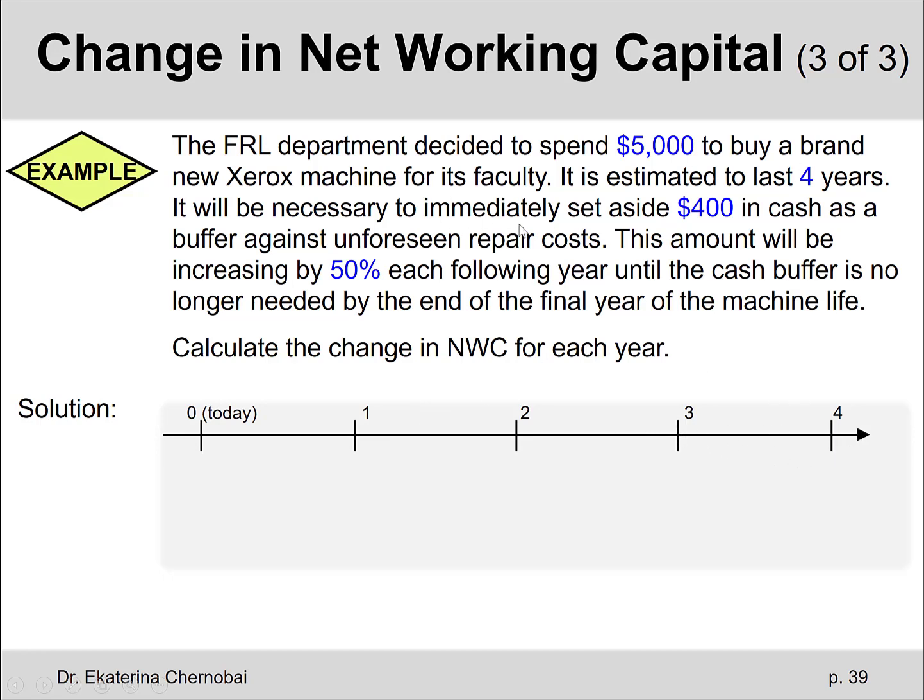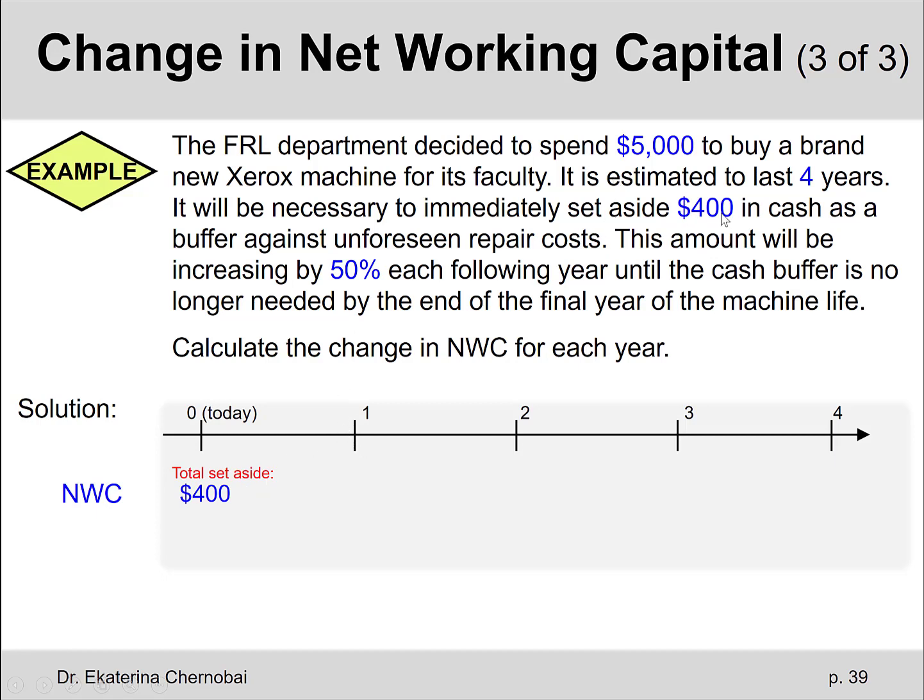So if we immediately set aside $400 in cash, it means we immediately invest this amount of money. So the immediate net working capital that would be planned for this project is $400. That's money spent. What will be the net working capital, or think about the total cash reserve, cash buffer, as of end of year 1?